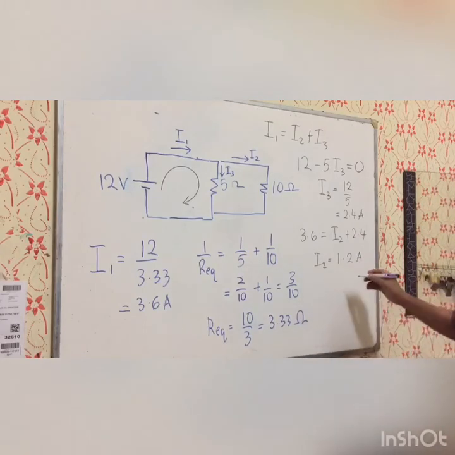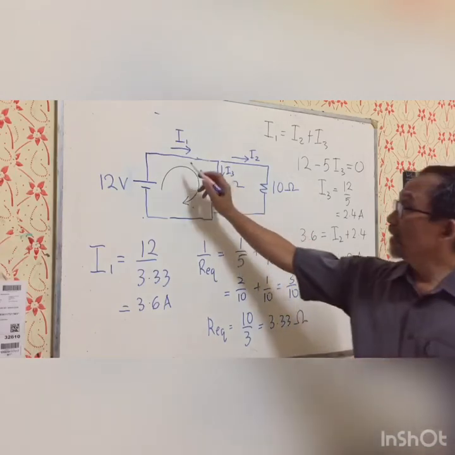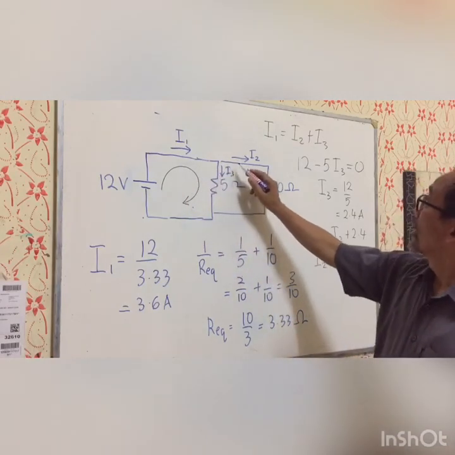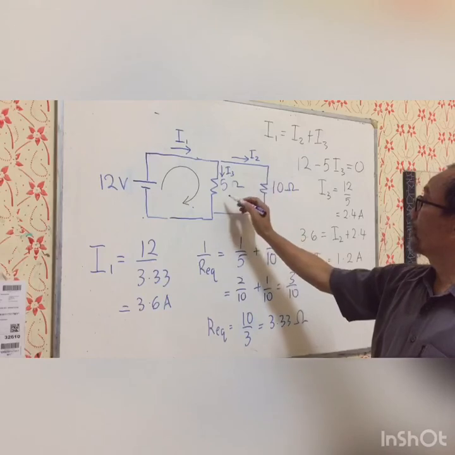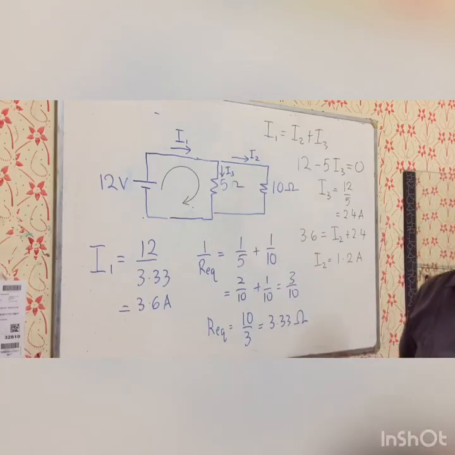Okay, so we have solved for the current going in is 3.6 ampere, I2 is 1.2 ampere, and I3 is 2.4 ampere. Okay, thank you.